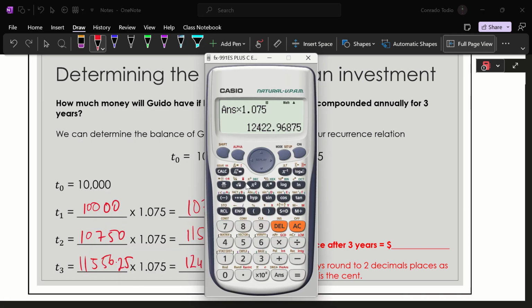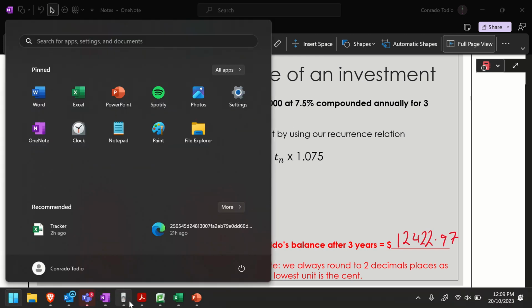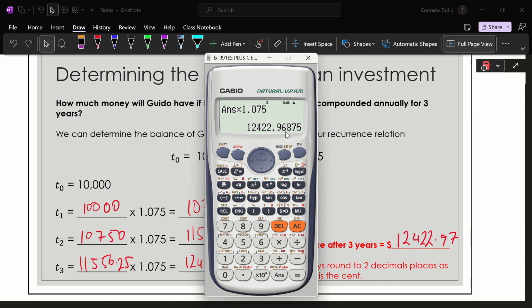Okay, so again, you just keep pressing enter to get this. So after 3 years, his balance will be 12,422.97. Yep, you round it because what do we have here? 96, yeah? So we'll make it 97.